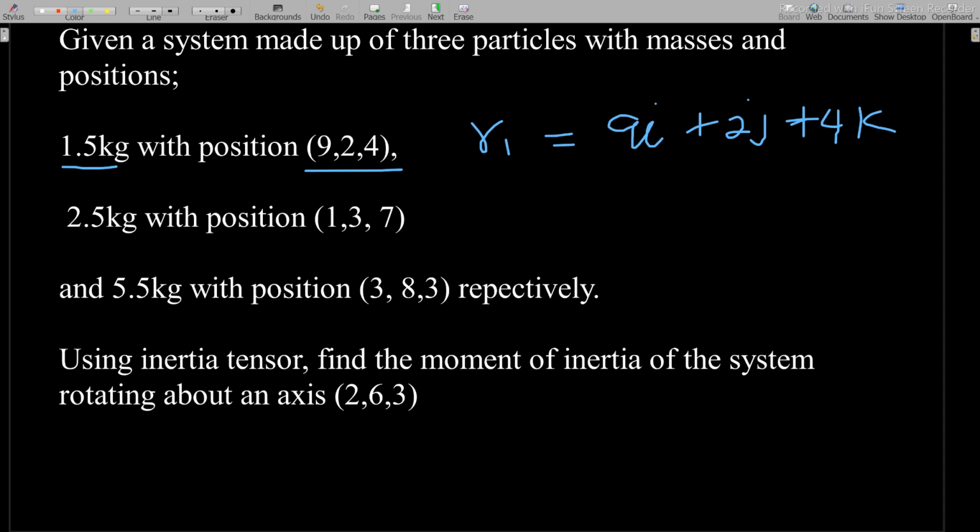Likewise for this one, it has a mass of 2.5 kilograms and the position is given as this. And the last one is of mass 5.5 kilograms and the position 3, 3, 3. Now using the inertia tensor, find the moment of inertia of the system rotating about an axis of this. So how do I go about this question?